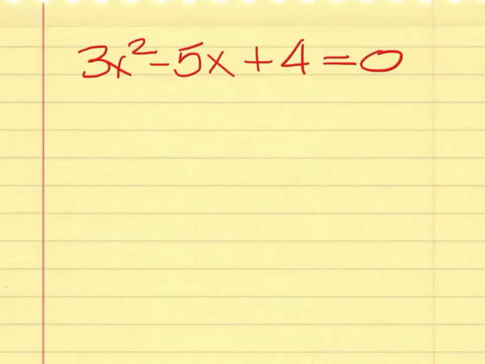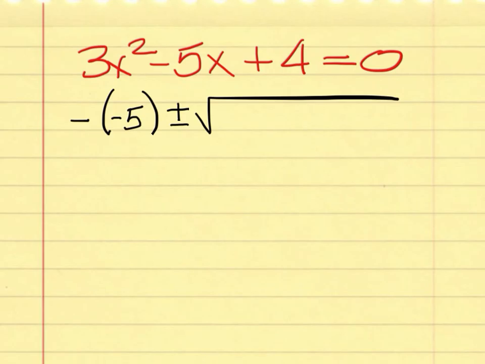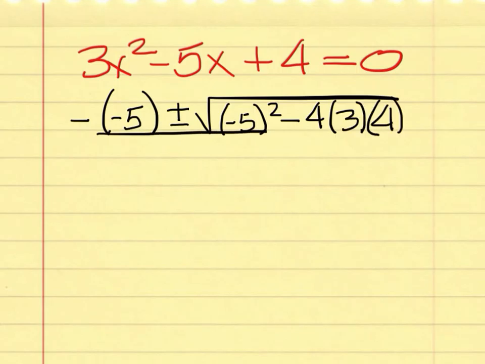The following is a practice problem. All students will be given enough time to complete their answer and bring it to the table. For this problem, you should have a negative 5 plus or minus the square root of the square of negative 5 minus 4 times 3 times 4. And all of that's going to be over 2 times 3.